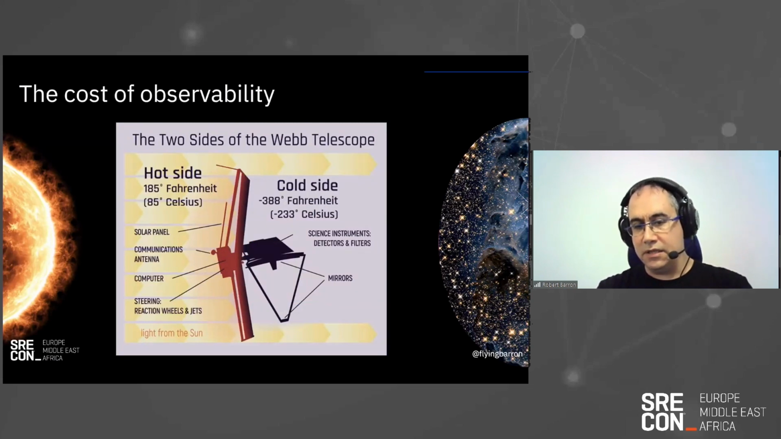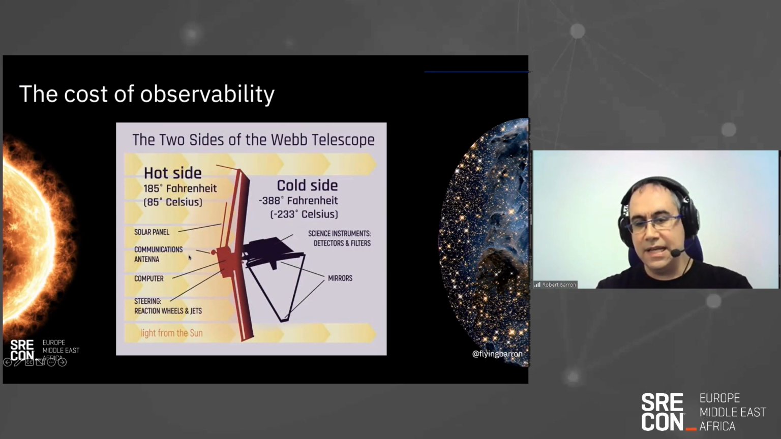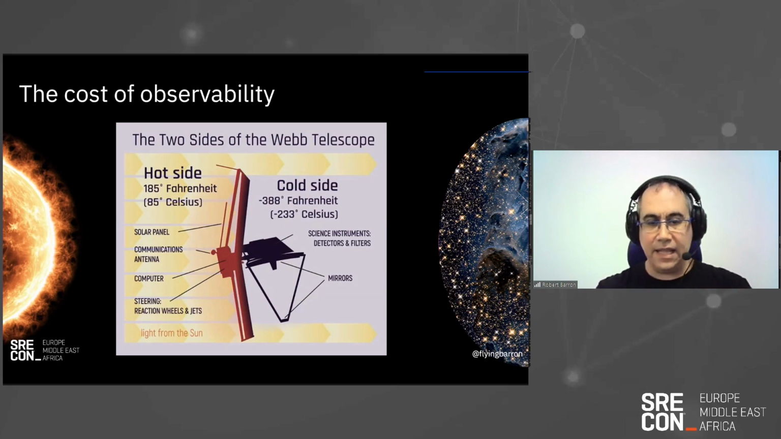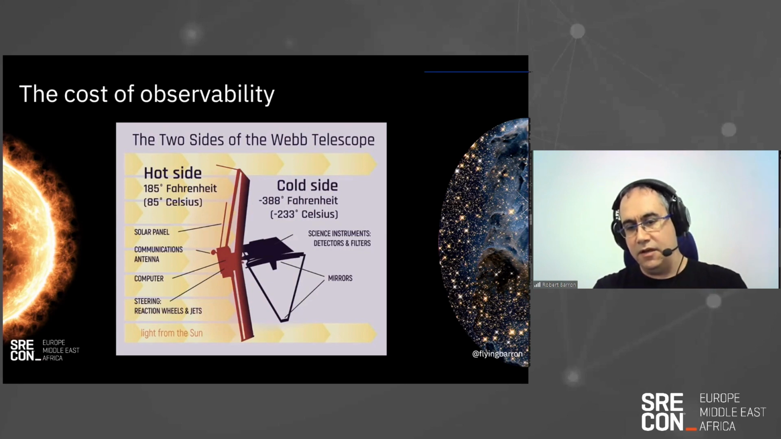I showed you the two sides of Webb, one side with the scientific instruments and the other side with the operational components. These might be two completely different spacecraft. One is required to be at a precise temperature of minus 233 degrees, and the other one is protecting the other side.